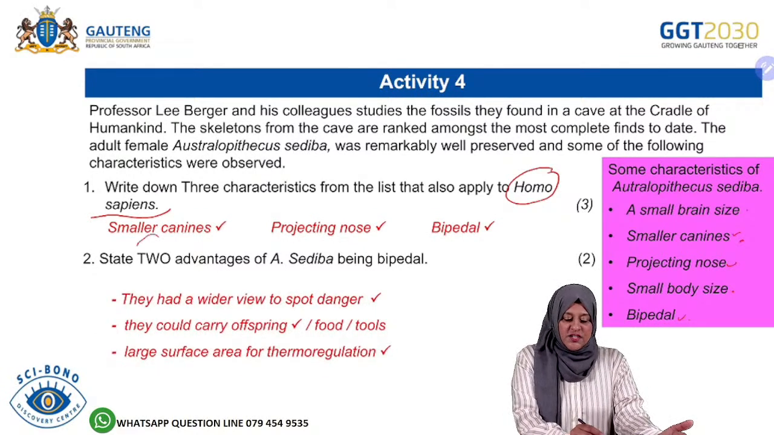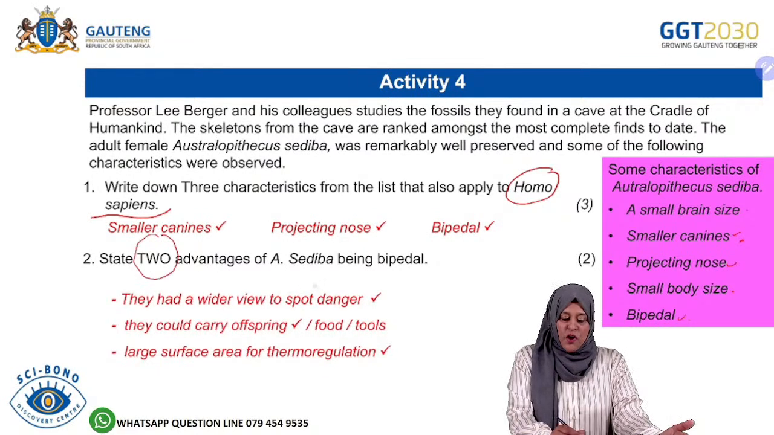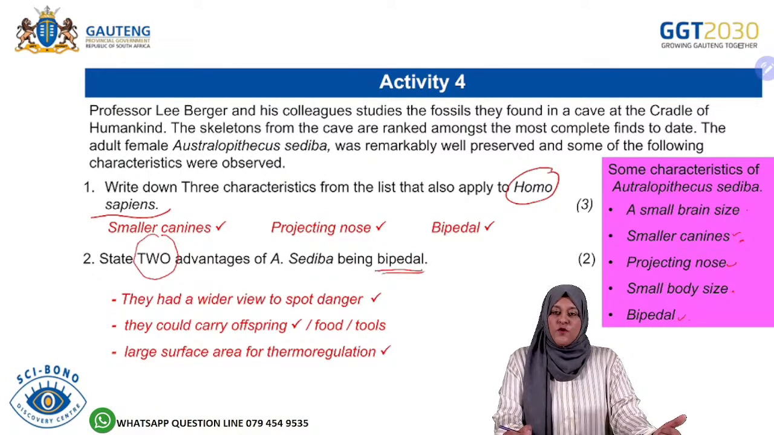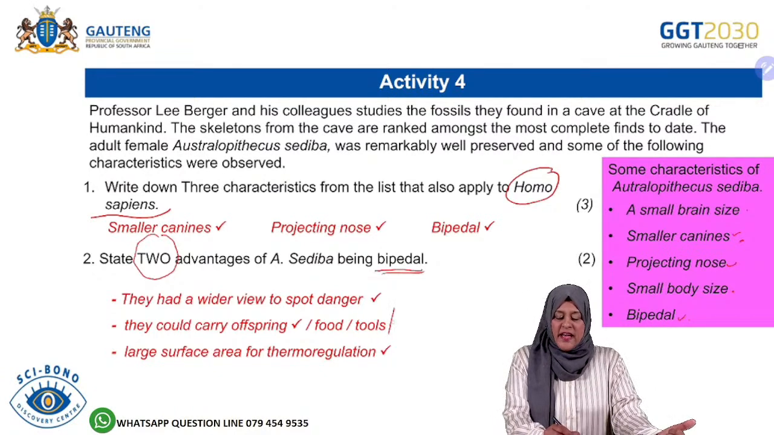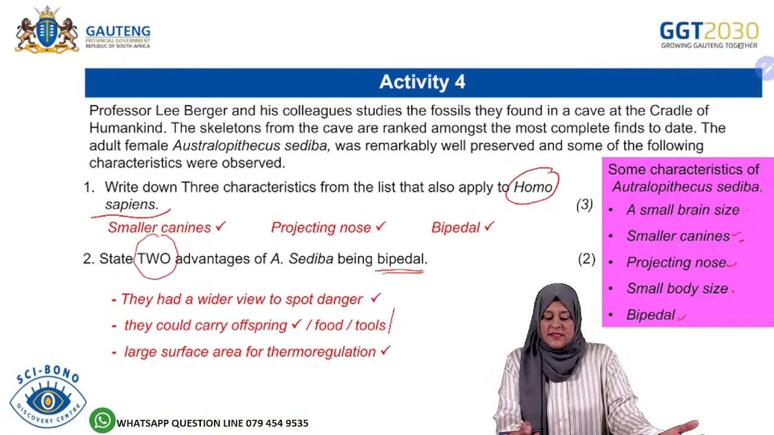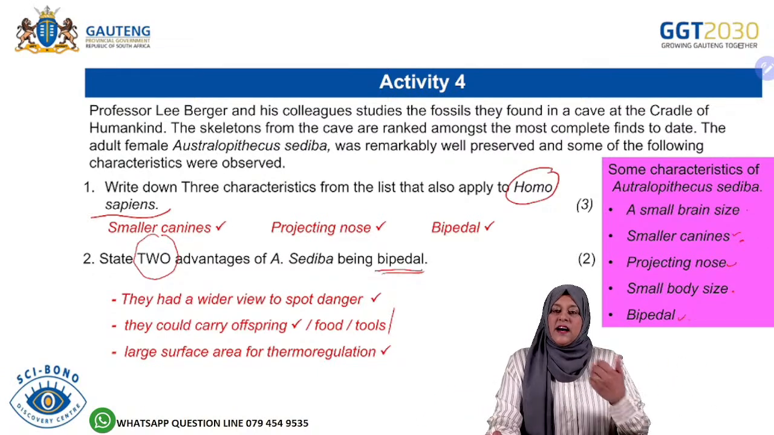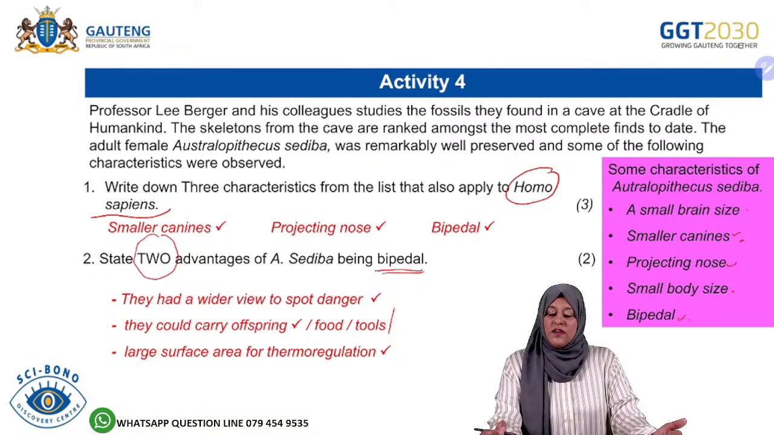Two advantages. So remember, we'll mark the first two, of Australopithecus sediba being bipedal. But we're just giving you examples of what you can say. They had a wider view to spot danger. They could carry offspring. They could carry tools. They could carry weapons. They could hunt, okay, because they had two free arms. And they had a large surface area for thermoregulation.